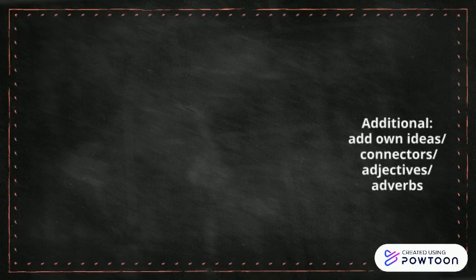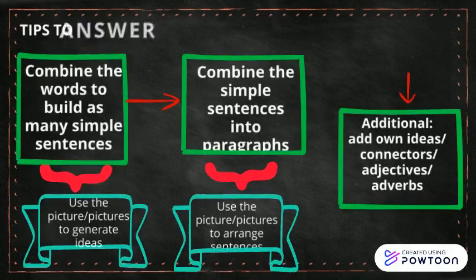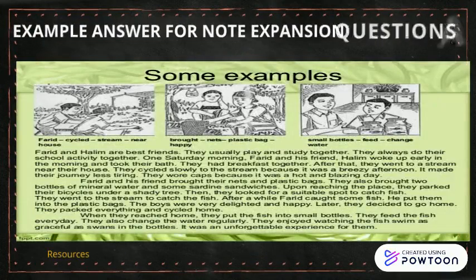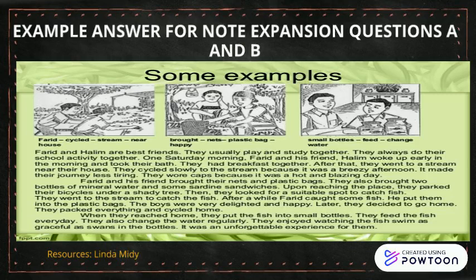Two tips to answer note expansion question A and B is first, combine the words to build as many simple sentences. You can use the pictures to generate the ideas and then combine the simple sentences into paragraphs. Use the pictures to arrange the sentences. This is an example answer for question A and B. They are talking about Farid and his friend and their hobby, fishing.